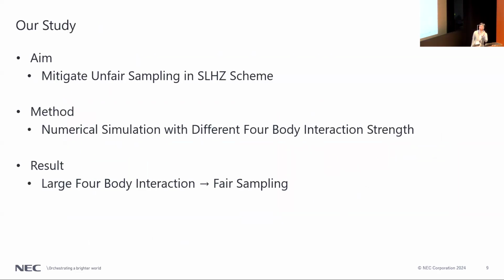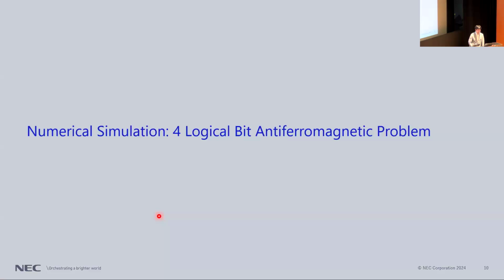So this is the outcome of the study. Our aim is to mitigate unfair sampling in the SLHD scheme. We performed numerical simulations with different forward interaction strengths. As a result, we found that increasing the forward interaction makes the sampling fair.